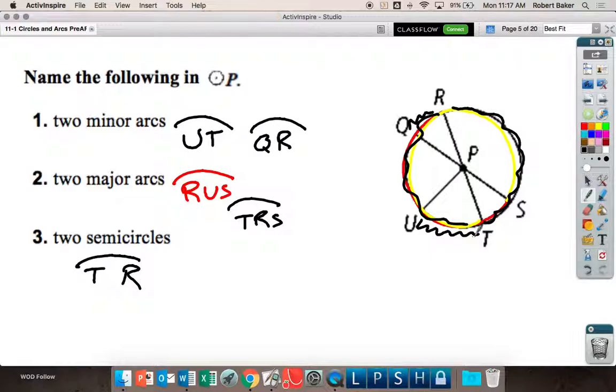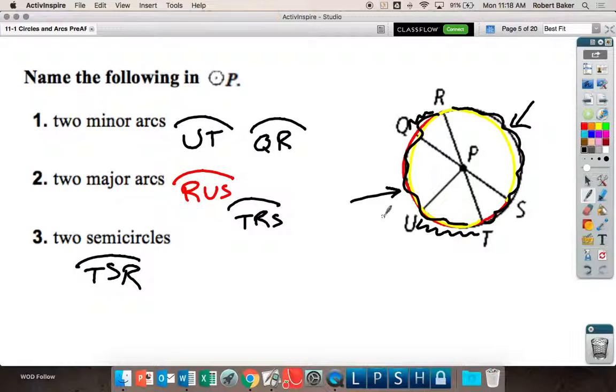TSR is this arc over here. TUR is this arc over here. That's why you have to have 3 letters, so it knows which half of the circle you're talking about. Wait, is TR a full circle? TR is a diameter. Arc TR does not exist. Oh. Arc TSR exists. Right? So that's why you have to have 3 letters here.